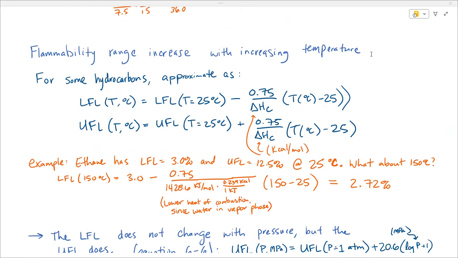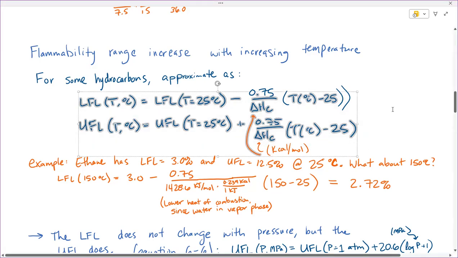And complicating things just a little bit, when you look up the LFL and the UFL in the back of the book, it is going to report the LFL and the UFL for a temperature of 25 degrees Celsius and a pressure of 1 atmosphere. However, the LFL and the UFL are actually functions of temperature, and these equations are in the book, and they describe what the dependence of the LFL and the UFL are on temperature.